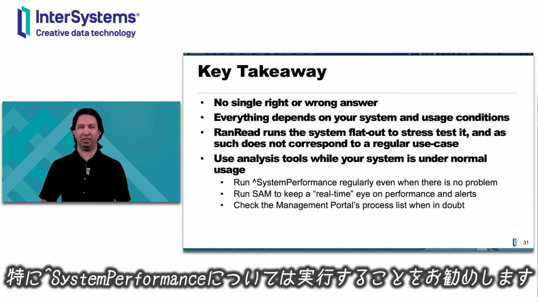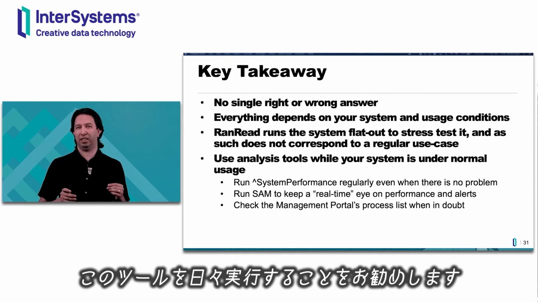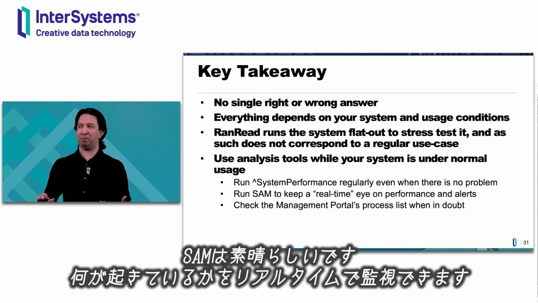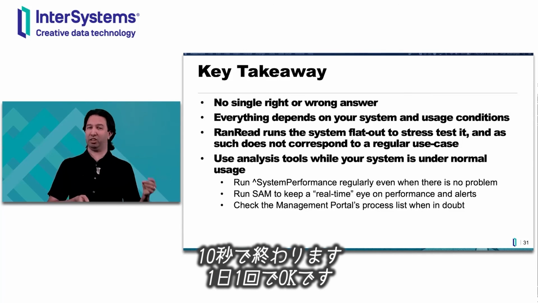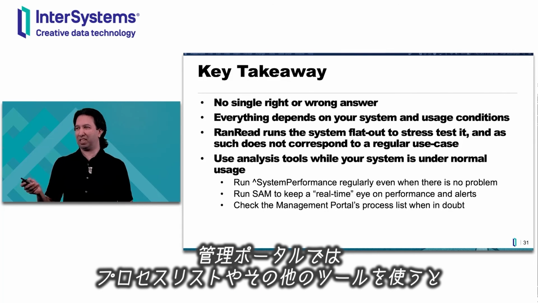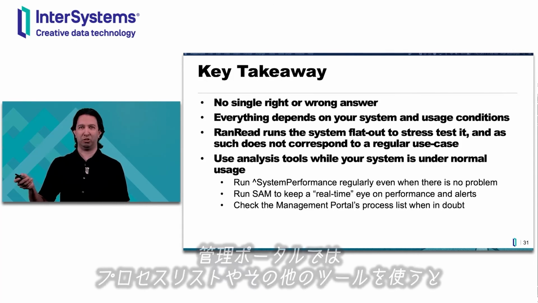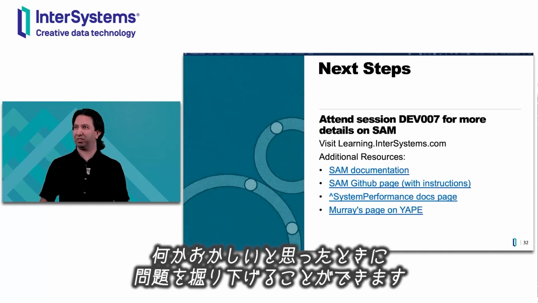In general, you'll want to use these tools fairly regularly, even when there's no problem, especially system performance. We recommend that you run this on a daily basis just so you have a baseline to look at that you can compare to when something goes wrong. SAM is good just to have a real-time eye on what's happening. Just glance at it, look at your dashboard, say everything looks good, and you're done. It takes 10 seconds. You can do it once a day. In the management portal, the process list and other tools are useful for if you see something wrong, you can dig into it a little further.